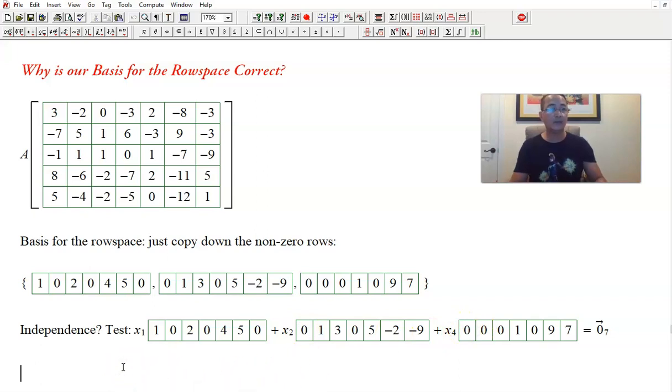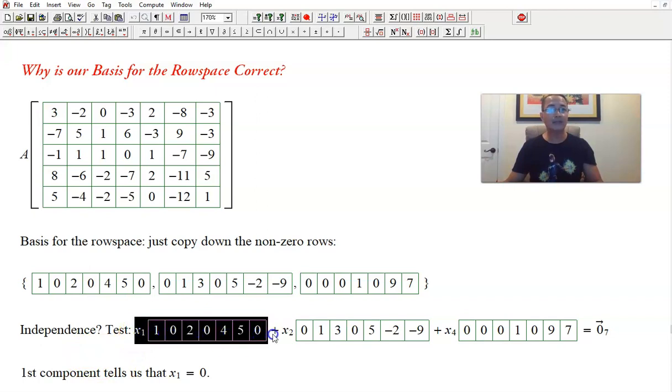So now, first component tells us that x1 equals 0. So again, once you know that x1 is 0, you can update the test equation. Erase that. You are down to 2 vectors. When is this linear combination equal to the 0 vector? So this time, take a look at the second component. That's a 1, but below it you have a 0.